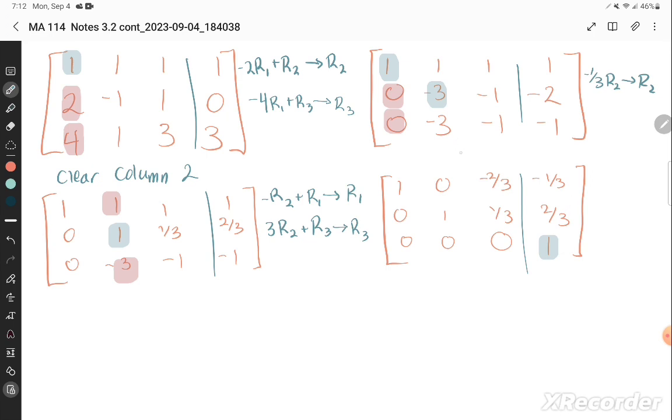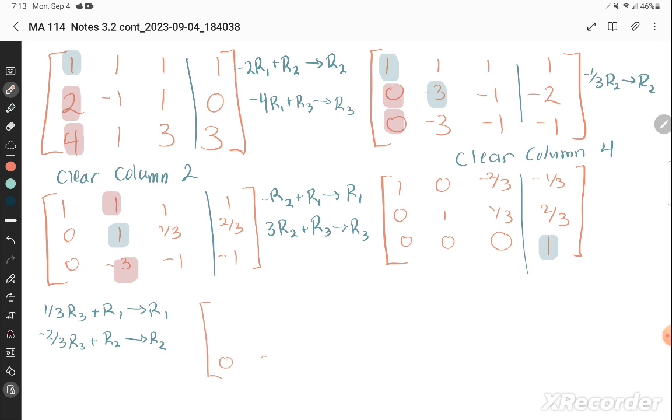clear column 4. And the way I'm going to do that, I don't have to write down here now. I'm going to do 1/3 row 3 plus row 1 gets me new row 1. And then I'm going to do negative 2/3 row 3 plus row 2 gets me new row 2. And here's what that's going to get me.